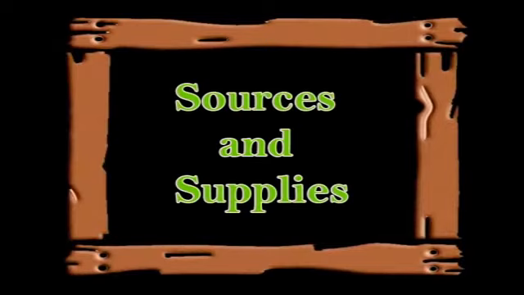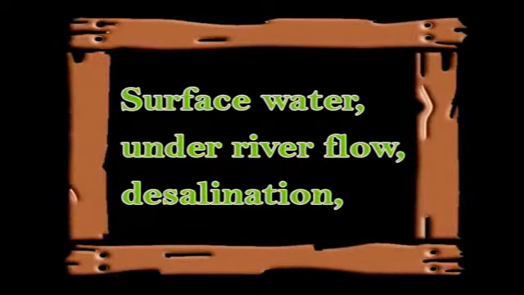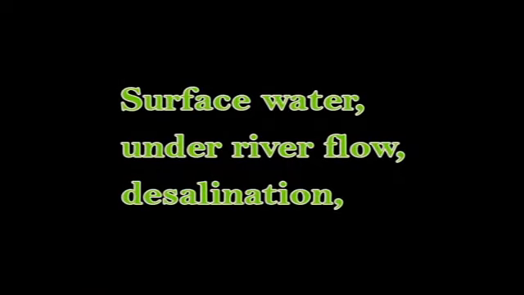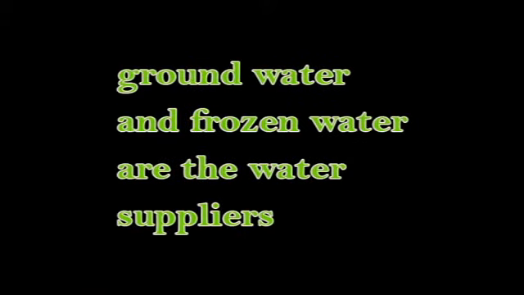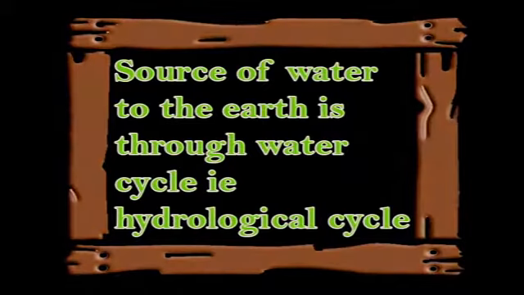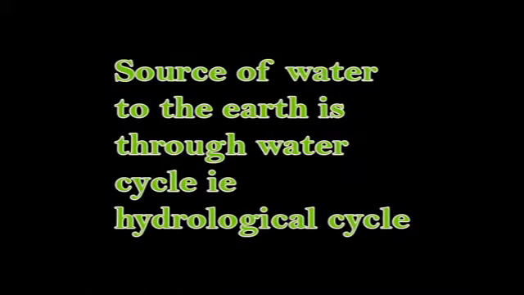Sources and supply of water. Surface water under river flow, desalination, groundwater and frozen water are the water suppliers. But the source of water to the earth is through the water cycle, which is also called the hydrological cycle.